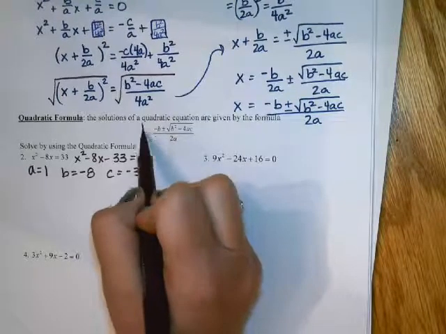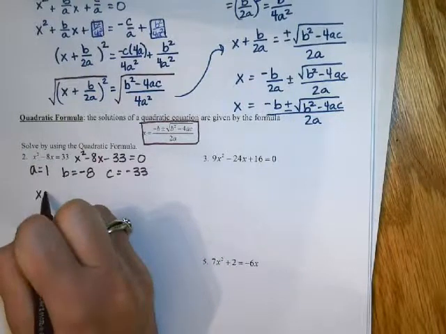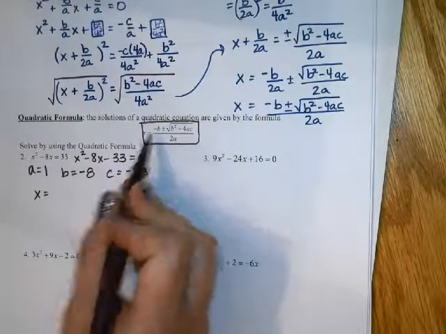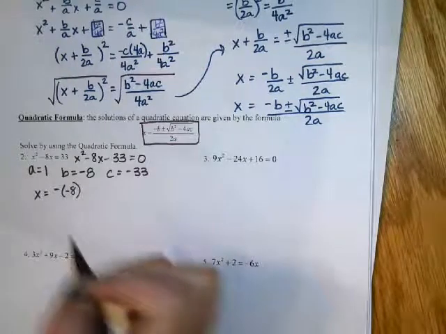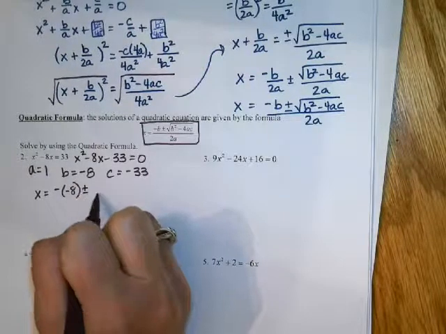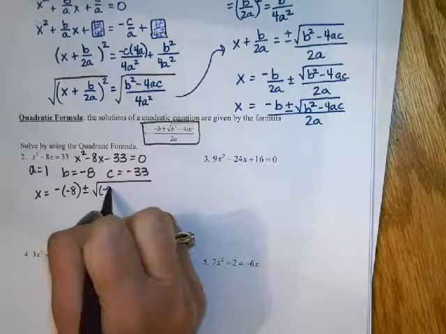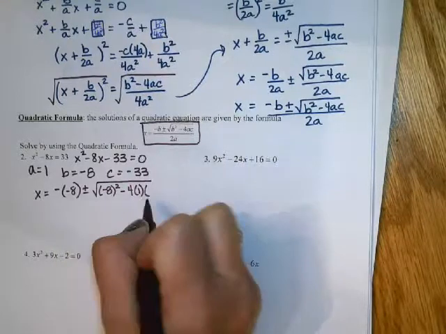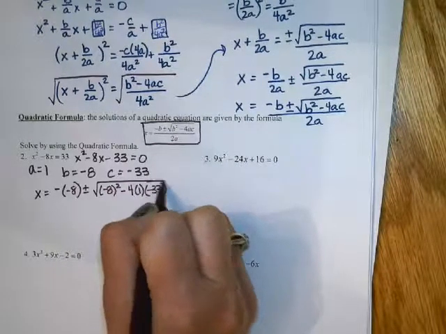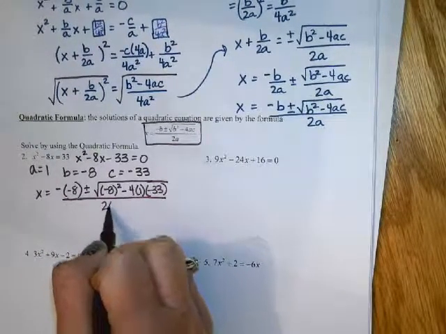Here's your formula. So x equals, and I got a negative b and he's already negative, so I have a negative negative, if you will, so he's going to be positive, plus or minus square root of b squared minus 4 times 1 times a negative 33, all over 2 times 1.